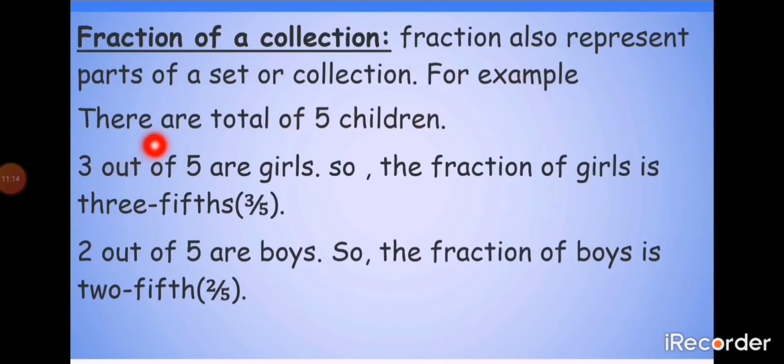For example, there are a total of 5 children. So there is a group of 5 children. 3 out of 5 are girls. So the fraction of girls is 3/5, 3 by 5. So we can also find the fraction in the groups or in different collections.